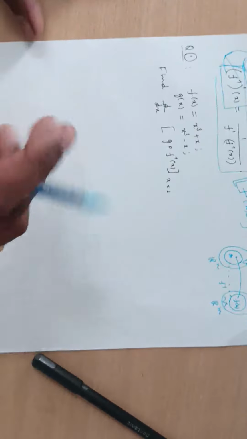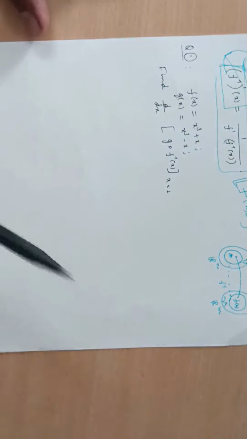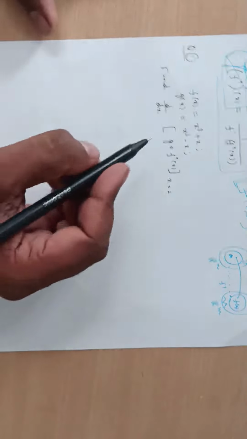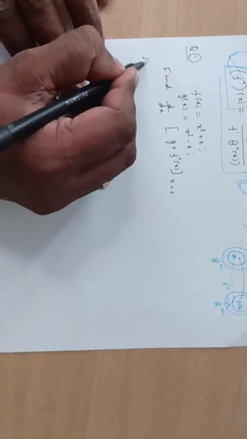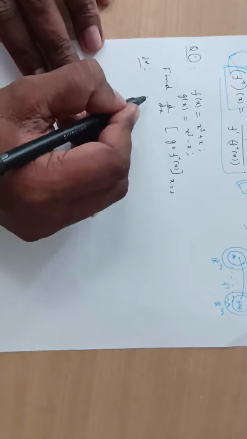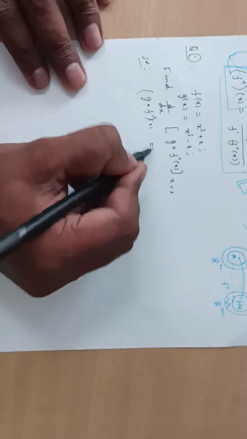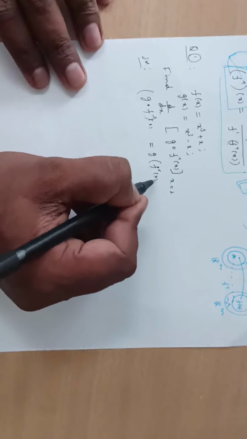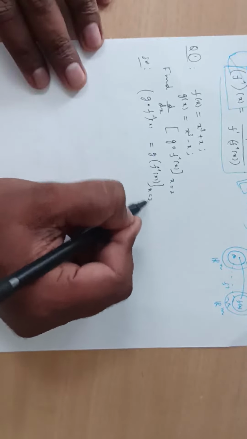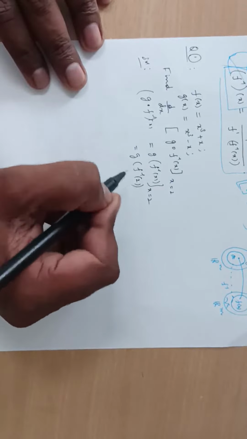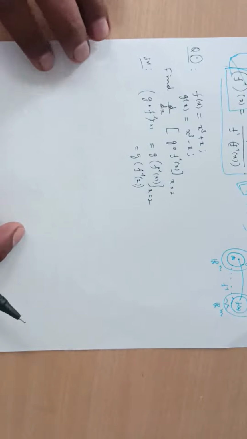Now this is useful. For example, if this question is given: if f of x is x cube plus x, g of x is x cube minus x, find the derivative of g composition f inverse of x at x is equal to 2. First of all, what is g composition f inverse of x? It is g of f inverse of x, at x equal to 2. So it is g of f inverse of 2. Idea is clear?